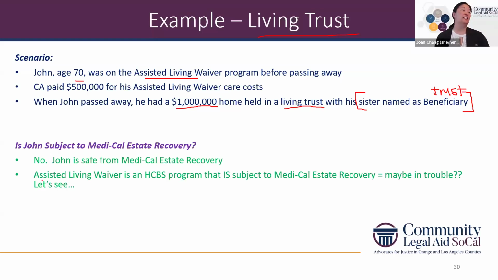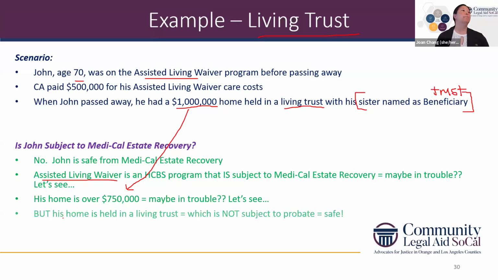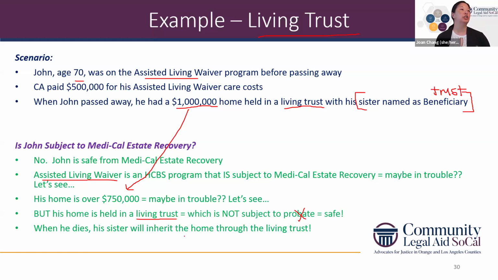Again, let's break it down. Technically, with assisted living, we're in the danger zone here because assisted living waiver costs are recoverable, and his home is over the 750K amount, right? So he's in the danger zone. But his home is held in a living trust. A living trust is not subject to probate, okay? So it's safe. When he passes, his sister will inherit the home through the living trust. You don't have to go through probate court for his sister to get the home in her name. It's just going to be done through the living trust.